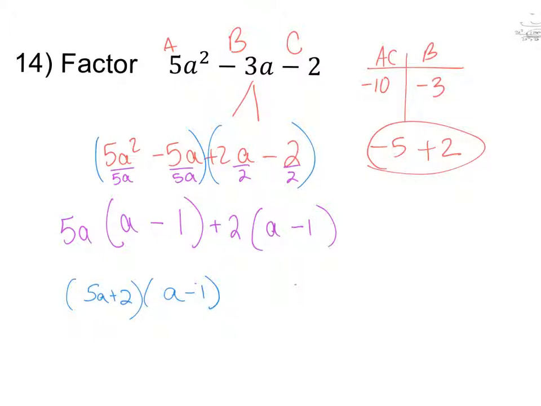And if you were to redistribute, you refoil, you would get first times first is 5a squared. The outer two terms multiply to -5a. The inner two terms multiply to positive 2a. The last two terms multiply to -2. And when you combine the middle terms, you get 5a squared minus 3a minus 2. So you know that you did it correctly.